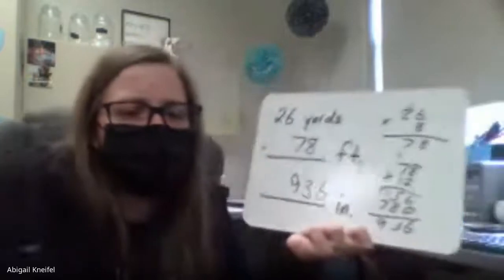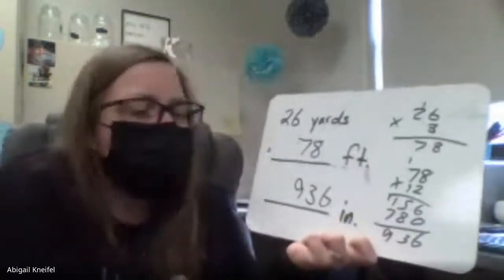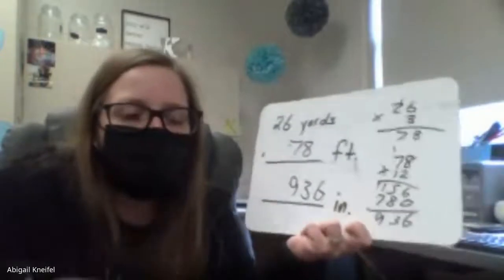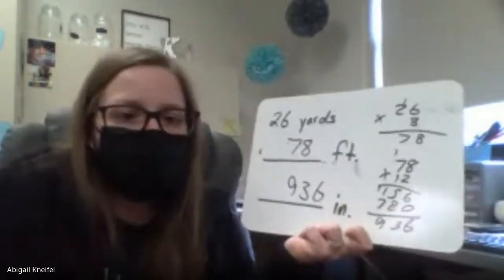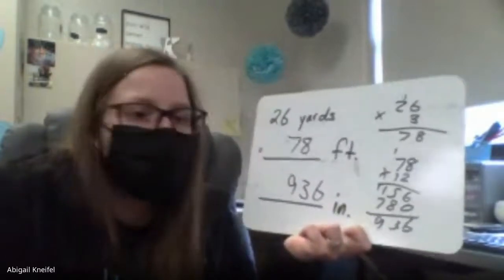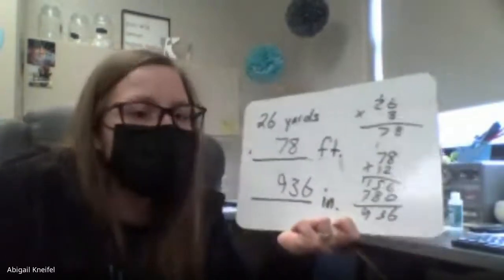Mia, I'm not sure how you got those numbers, love. Remember, yards to feet is just times 3. And then feet to inches is times 12. Yards to feet is times 3, not 12. There are not 12 feet in a yard. There are 3 feet in a yard.